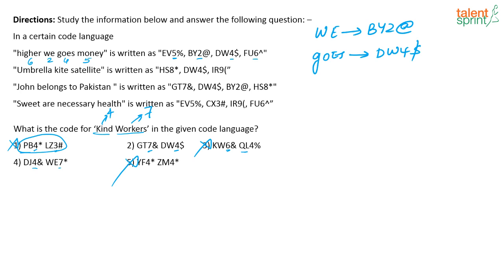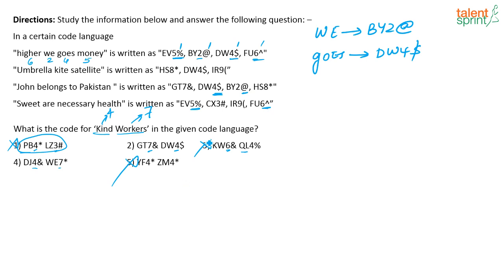Now, let us look at if there is some similarity between the symbols. What are the symbols used here? Percentage, at the rate of, dollar and this symbol. Is there percentage anywhere else? Percentage is coming here, at the rate of is coming here, and dollar is coming here. One thing that you notice very clearly is that whenever 5 is coming, percentage is there. Whenever 4 is coming, dollar is there. Similarly, whenever 6 is coming, this symbol is there.